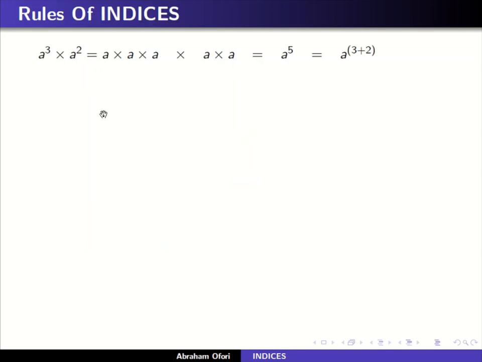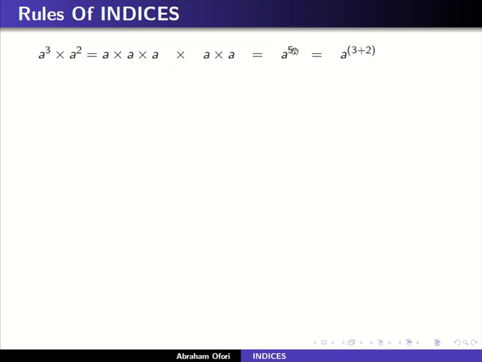So let's start going through the rules of indices. If I have a to the power 3 times a to the power 2, how did we express a to the power 3 in our first example? I can express a to the power 3 as a times a times a, that is 3 times. A to the power 2 is a times a. Now, if you want to write all these as one a to the power something, how do we do it? We count them. So 1, 2, 3, 4, 5. So I can take one of these a's and write all of it as a to the power 5.